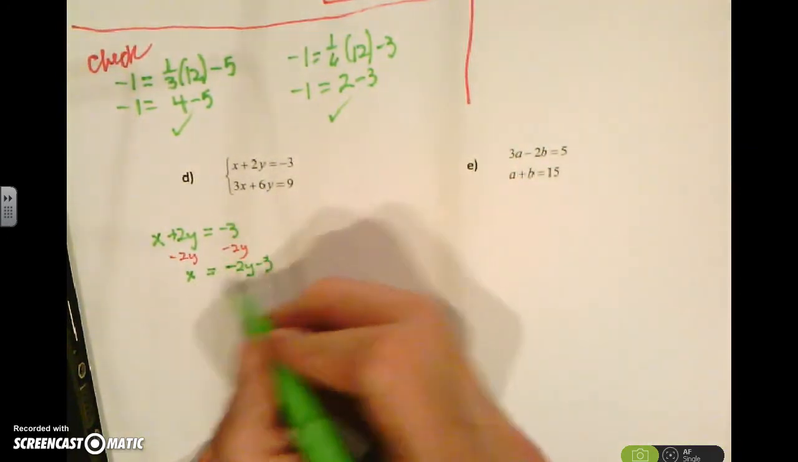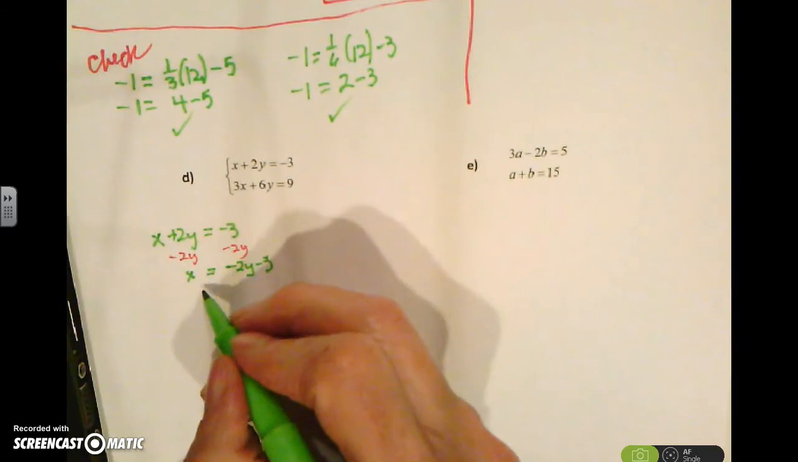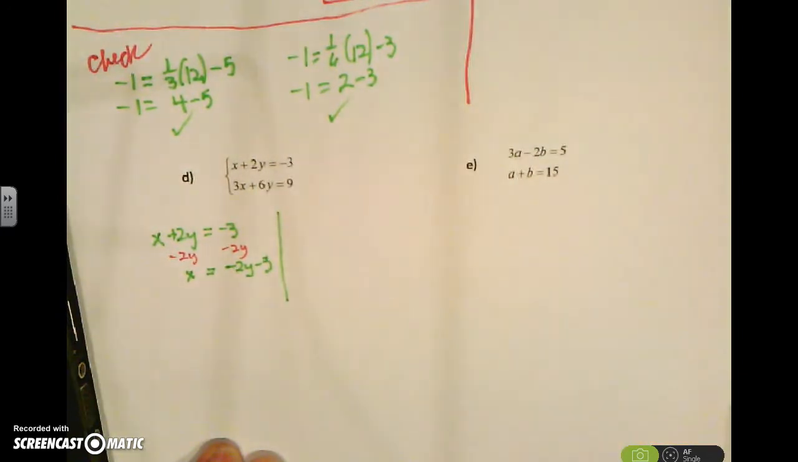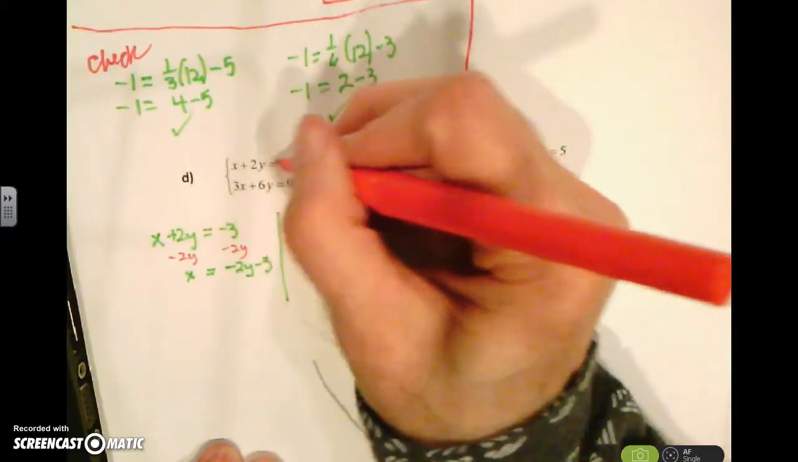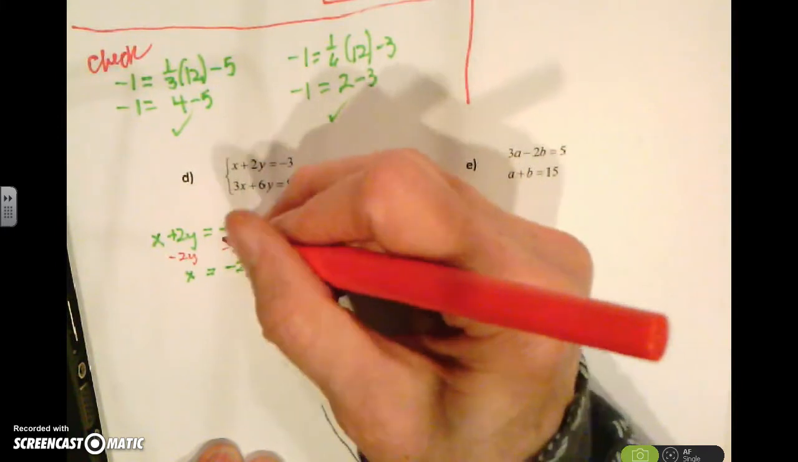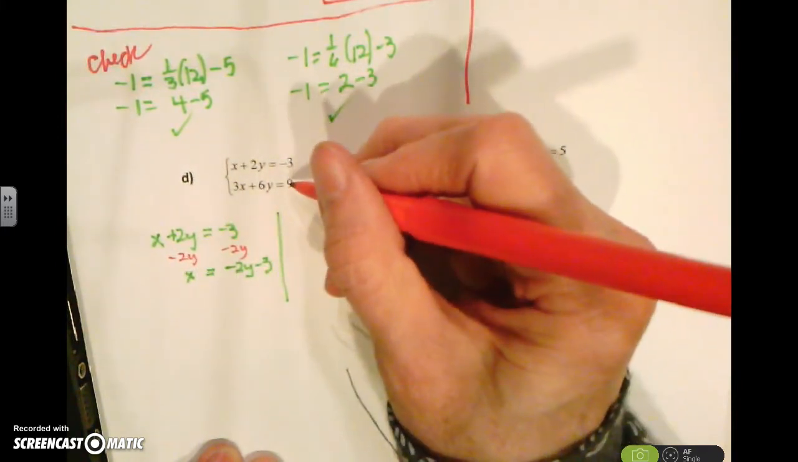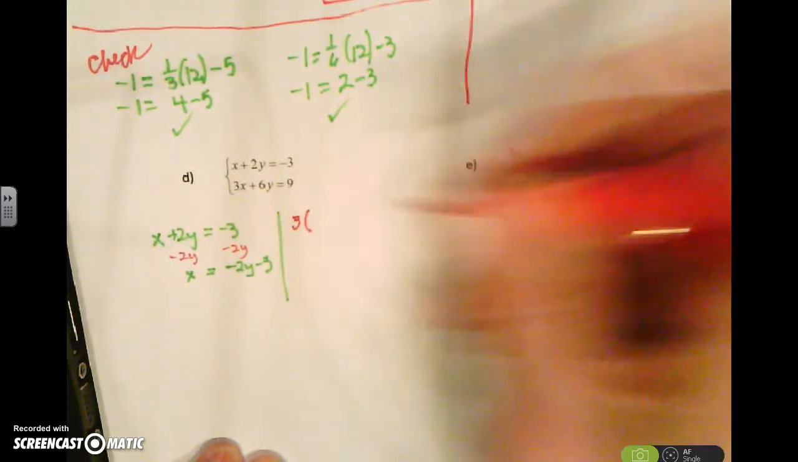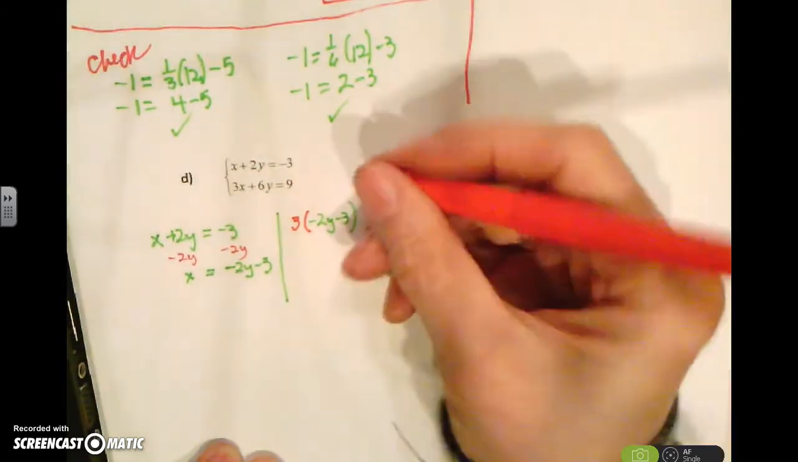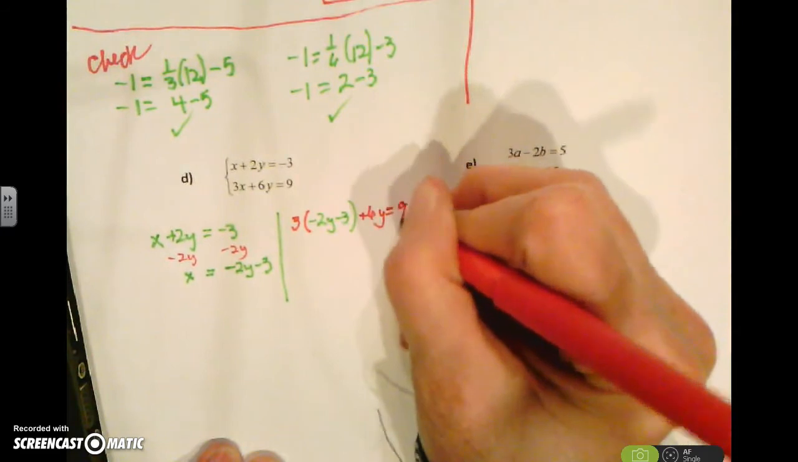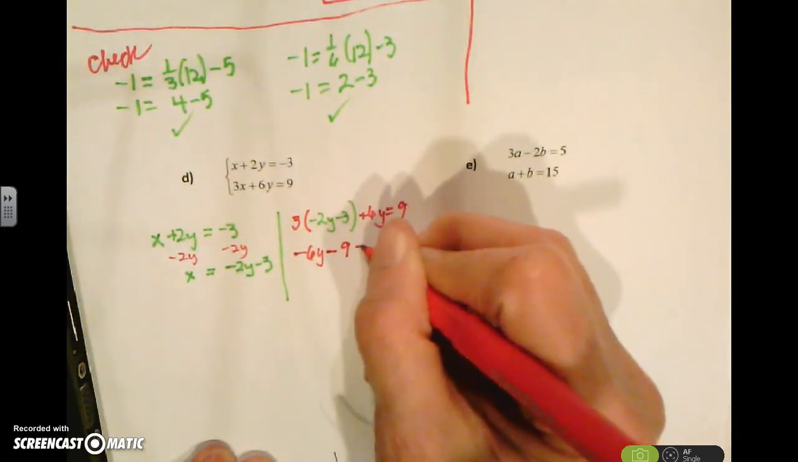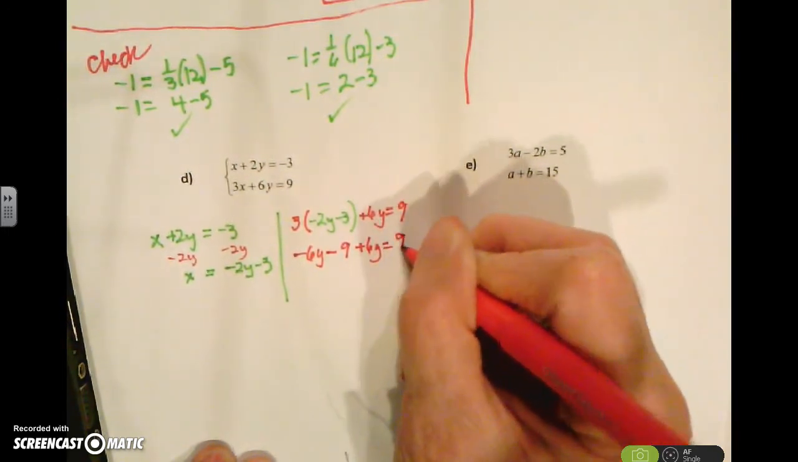Now we didn't do that when we were working with equations, but we're going to do that now and solve for x here. Then what I'm going to do is plug it into the second equation. So I use the first one to find this, so I'm going to plug it into the second. So it's important: if I use the first one to get the x value, I need to plug it into the other equation. So I'm going to have 3, and in place of the x, I'm going to put negative 2y minus 3, then plus 6y is equal to 9. So that will be negative 6y minus 9 plus 6y equals 9.